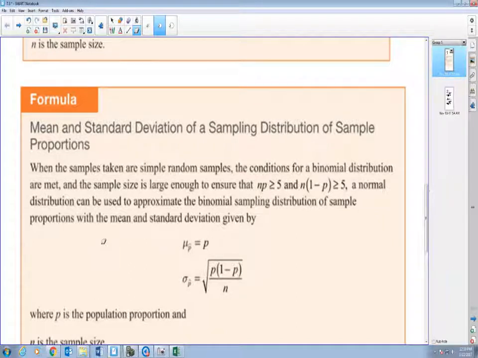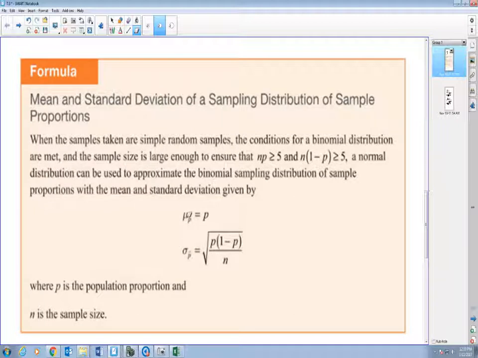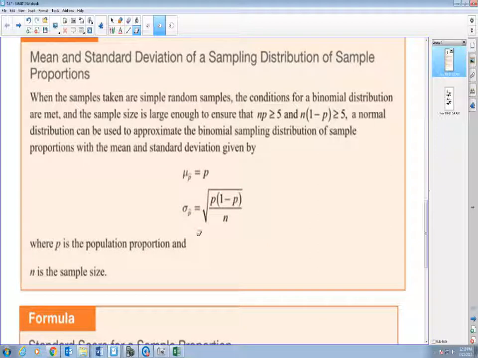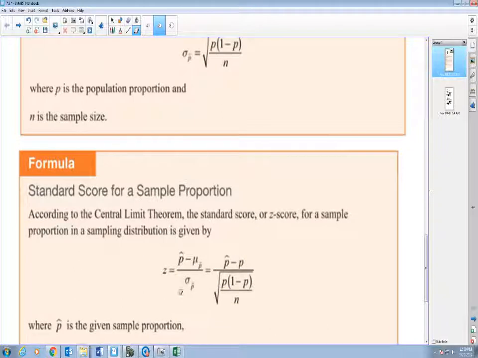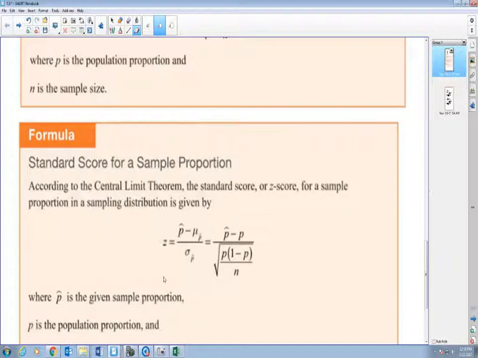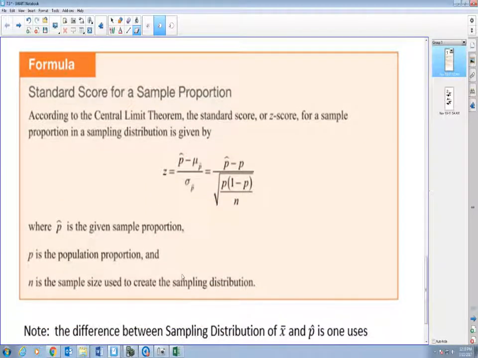So the mean of your sampling distribution of p-hat will equal the population proportion p. The standard deviation of your p-hat will be the square root of p times q divided by n. Once I have my mean and standard deviation, we can do the same thing, which is standardize our problem into a z-score, so we can find the area under the curve.